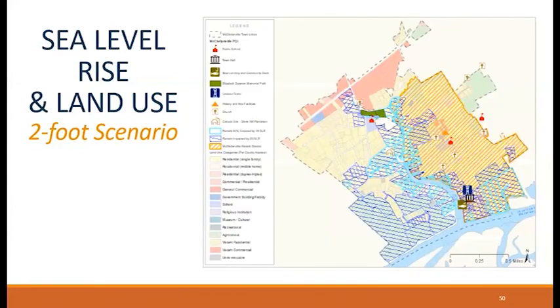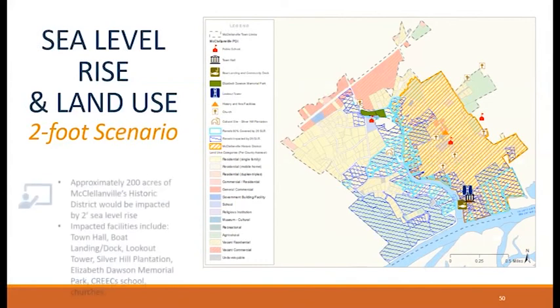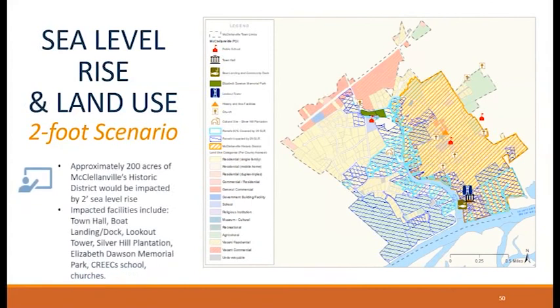And here we have the various community facilities and cultural historic resources that may be impacted, just showing you those on the map to get a sense of what exactly would suffer from these impacts. It's worth noting that approximately 200 acres of the historic district would be impacted by 2 feet of sea level rise. And some of the impacted facilities would likely include Town Hall, the boat landing or dock, Lookout Tower, Silver Hill Plantation, Elizabeth Dawson Memorial Park, Creek School, and a few churches.